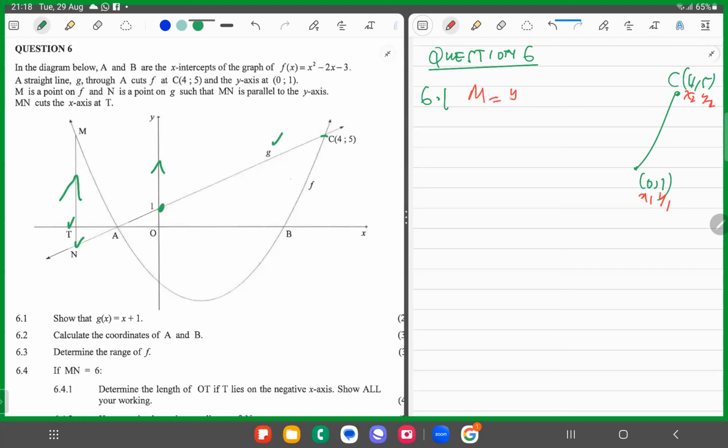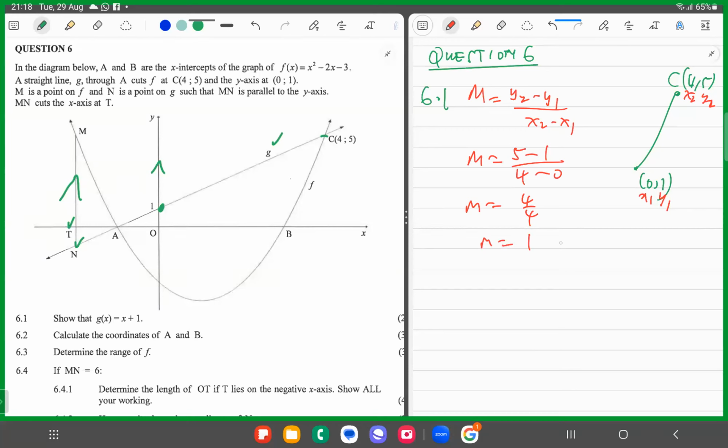So the gradient is y2 minus y1 over x2 minus x1. What is y2? It is 5. y1, 1. x2 is 4. x1 is 0. What is 5 minus 1? It's exactly 4. 4 over 4 is 1. Okay.